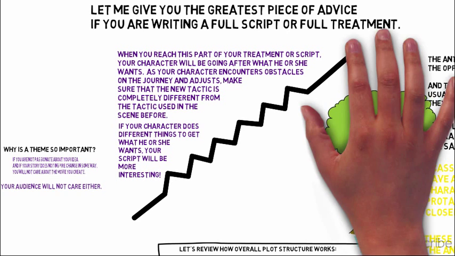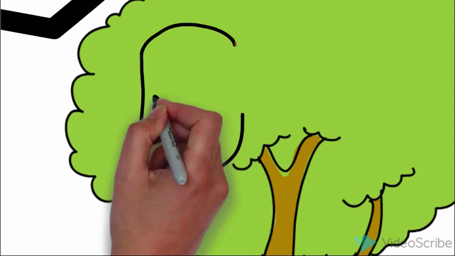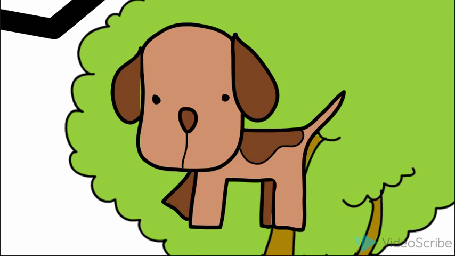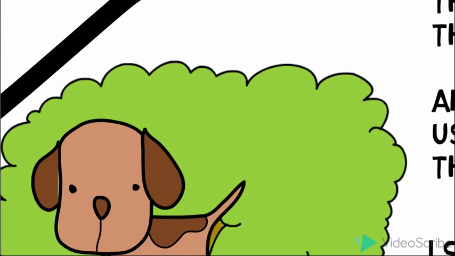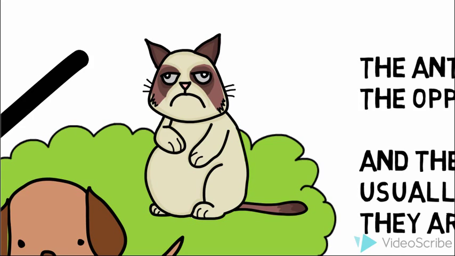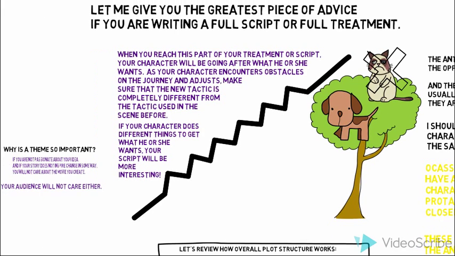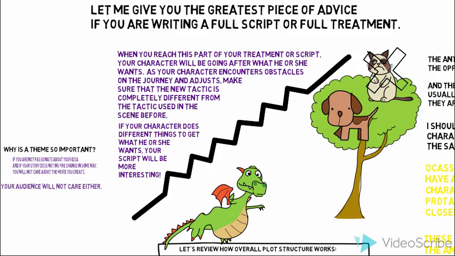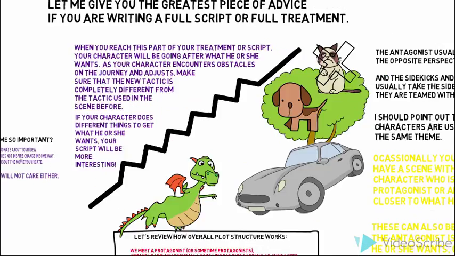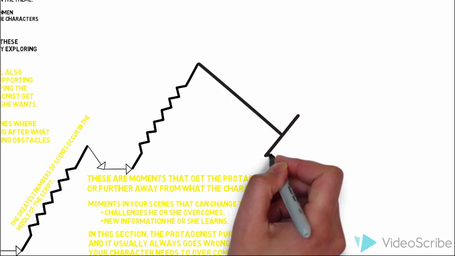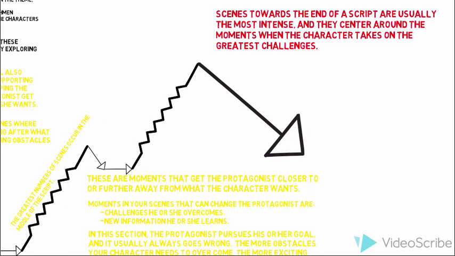For example, let's say you got this tree and your character rescues a dog from a tree to get what he wants. In the next scene, he should not rescue a cat. Sorry, Mr. Kitty. He should be fighting a dragon or in an action scene in a car. Get what I'm saying? Different things. So, let's get to the end.